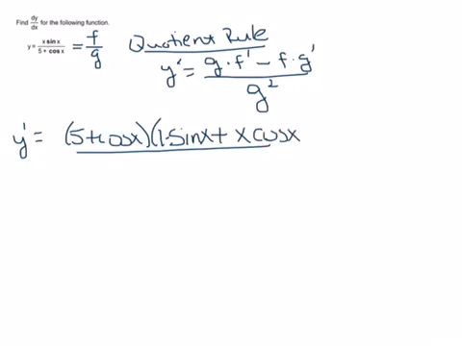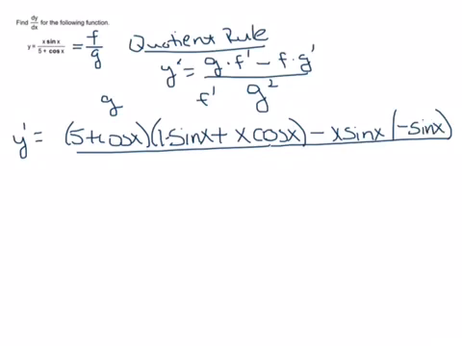So there is the first part of my numerator. Here's the bottom function times the top function's derivative. Okay, now we need to subtract that by f times g prime. So f, the top function, is x times sine of x. And the bottom function, 5 plus cosine x, the derivative of 5 is 0, and the derivative of cosine is negative sine of x.